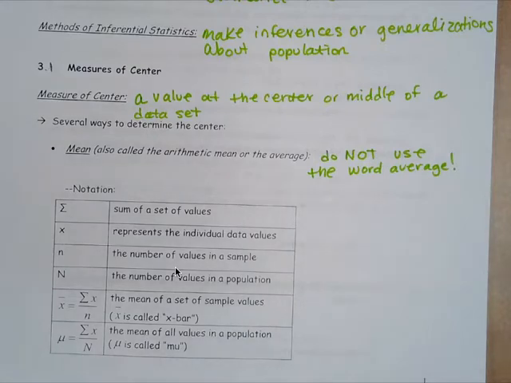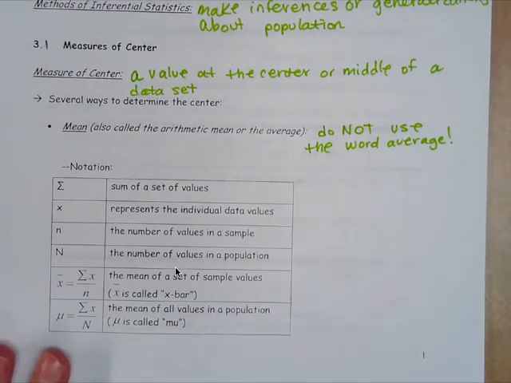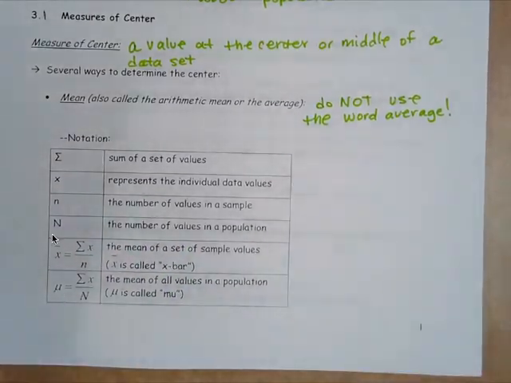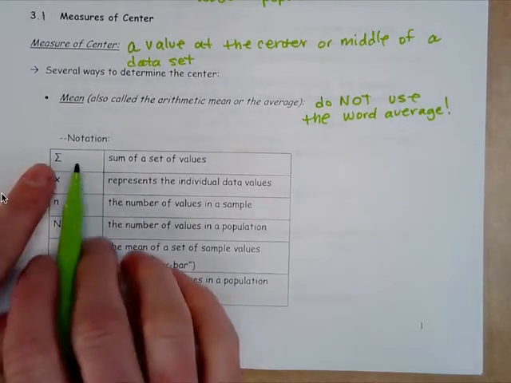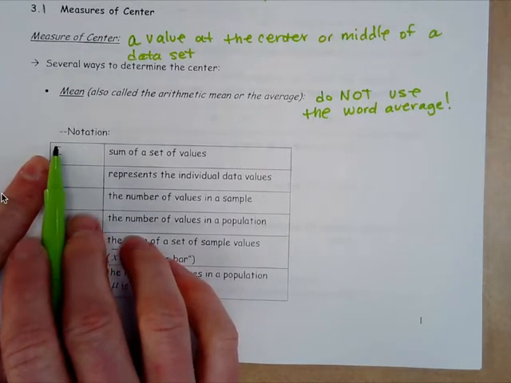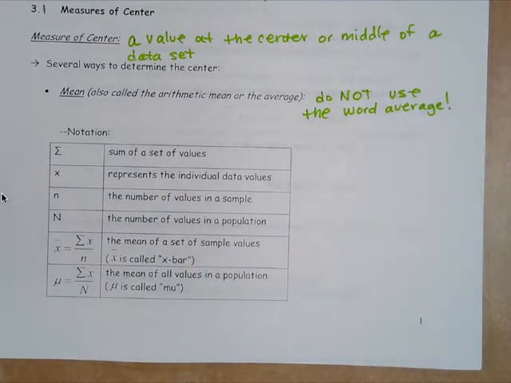To find the mean, you add up all the data values and then divide by your number of values. All right, here's some notation that you're going to see quite a bit. We talked about this one already. This is summation. So if you see the little sigma, it's just called a summation. You add up all of those values.